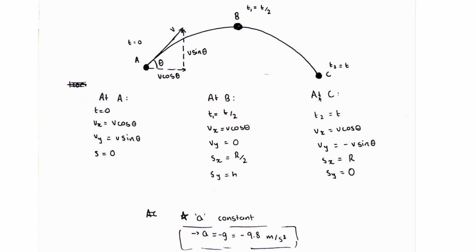Now, at C, t will be equal to T, the total time, and vx is still equal to v cos theta, and vy is now equal to minus v sin theta. So here the signs are flipped, and Sx will be equal to R, or the range, and Sy will just be 0. And that's basically how projectile motion works. That's the only thing you need to know.